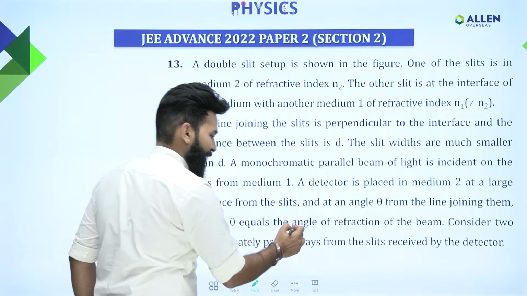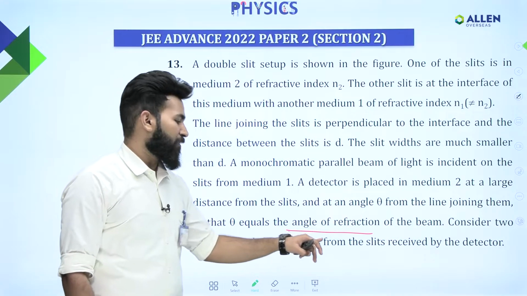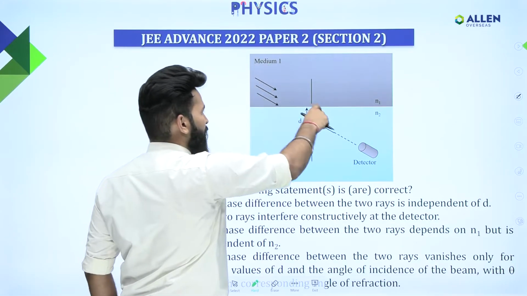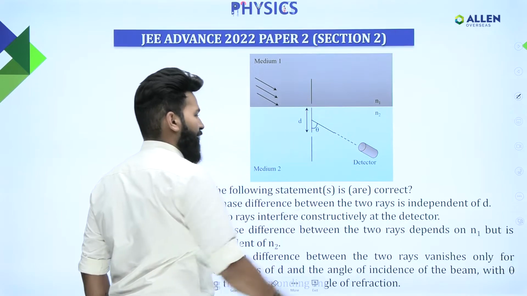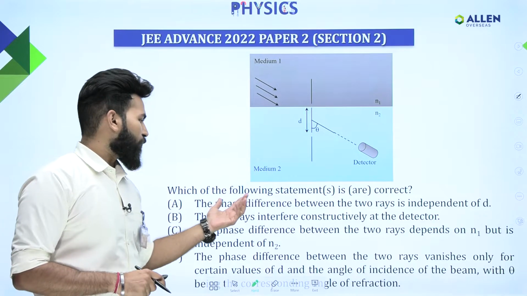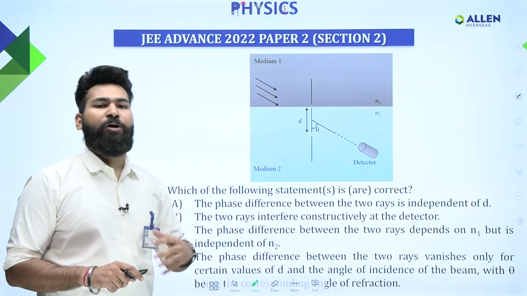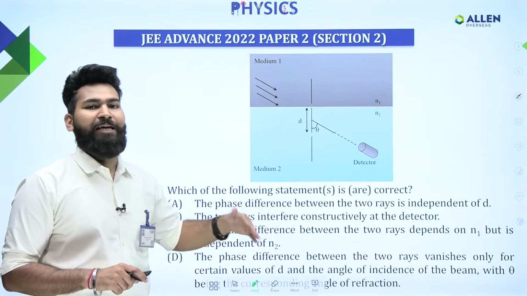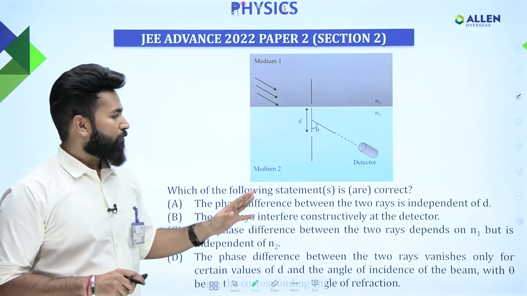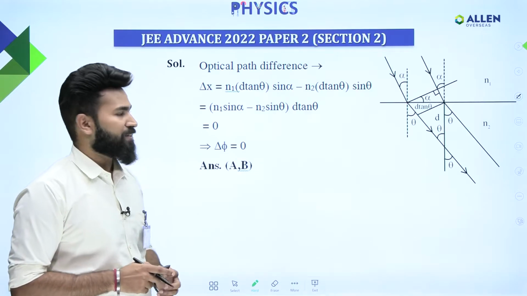This is very much important. Theta equals the angle of refraction for the beam, and consider 2 approximately parallel rays from the slits received by the detector. So here is the diagram, where 2 parallel rays are coming from this, and here is our detector. According to the options, they are asking about the phase difference, and all the options revolve around the phase difference. The type of interference, whether it will be constructive or destructive, is also determined by the phase difference itself, right? So let's see the phase differences.